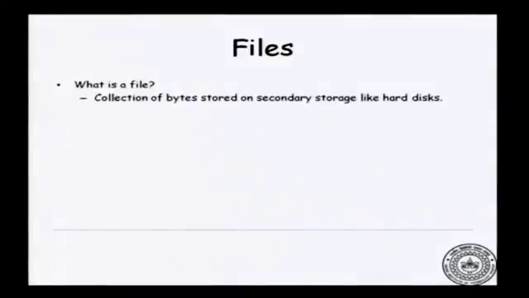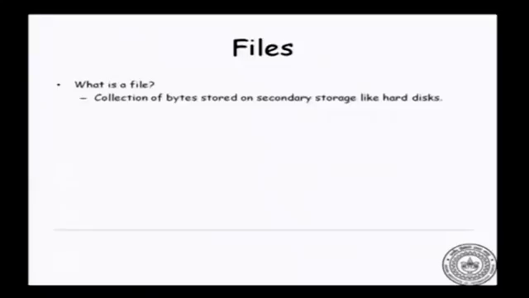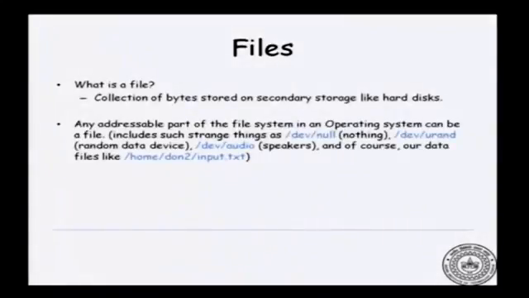Now, you would think that the most natural way to define what a file is, is a set of bytes, a collection of bytes sitting in secondary storage, like maybe your hard drive, your CD-ROM drive or DVD drive. I mean, it's on a secondary storage device. But the actual description is that any addressable part of the file system in an operating system is a file.